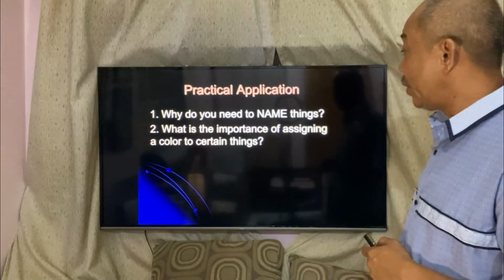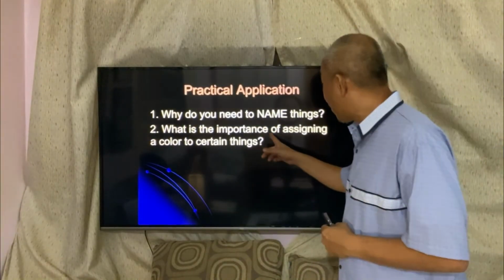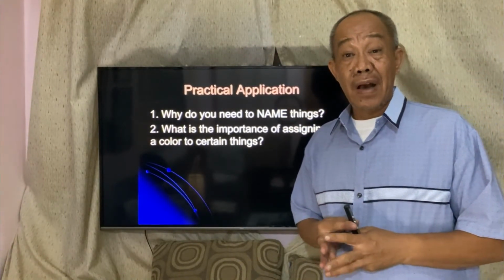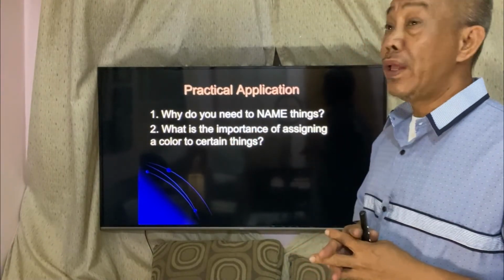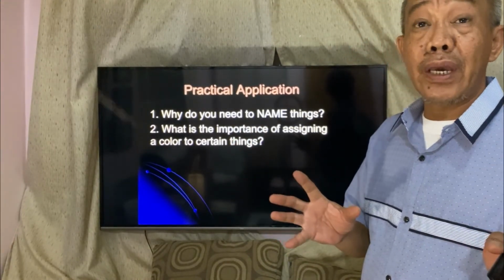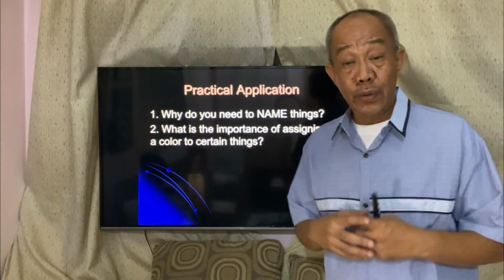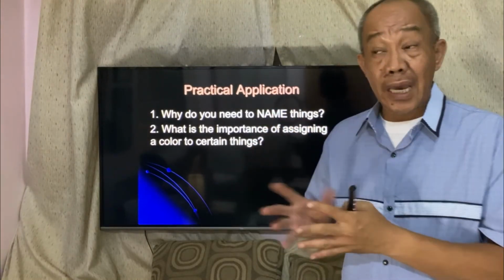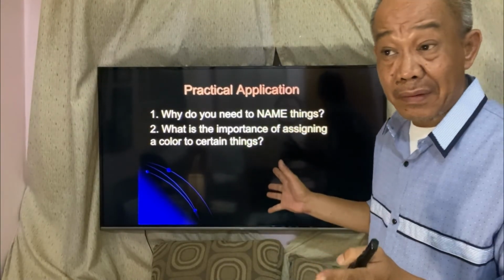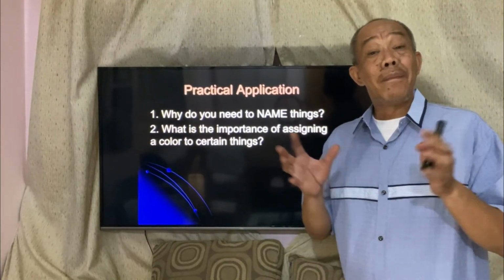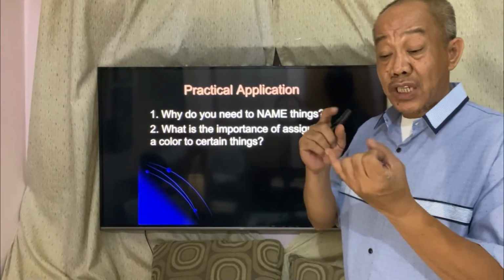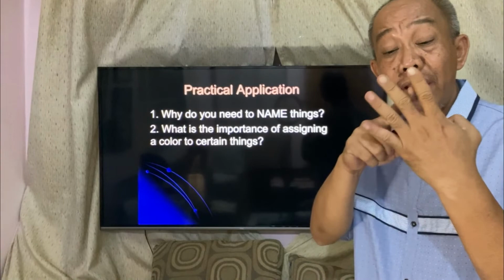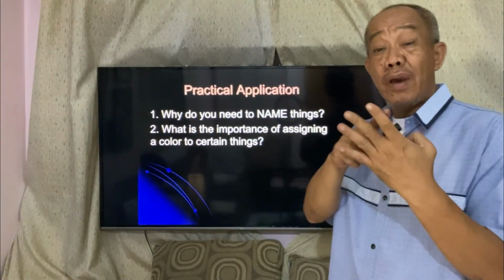Question number 2. What is the importance of assigning a color to certain things? For example, when you were still going to school, you have your subjects. How many subjects? 8, sometimes 9, 10. For example, in your MAPE subjects, so there is music, arts, physical education, and health. So how many notebooks? So you have 4 notebooks.